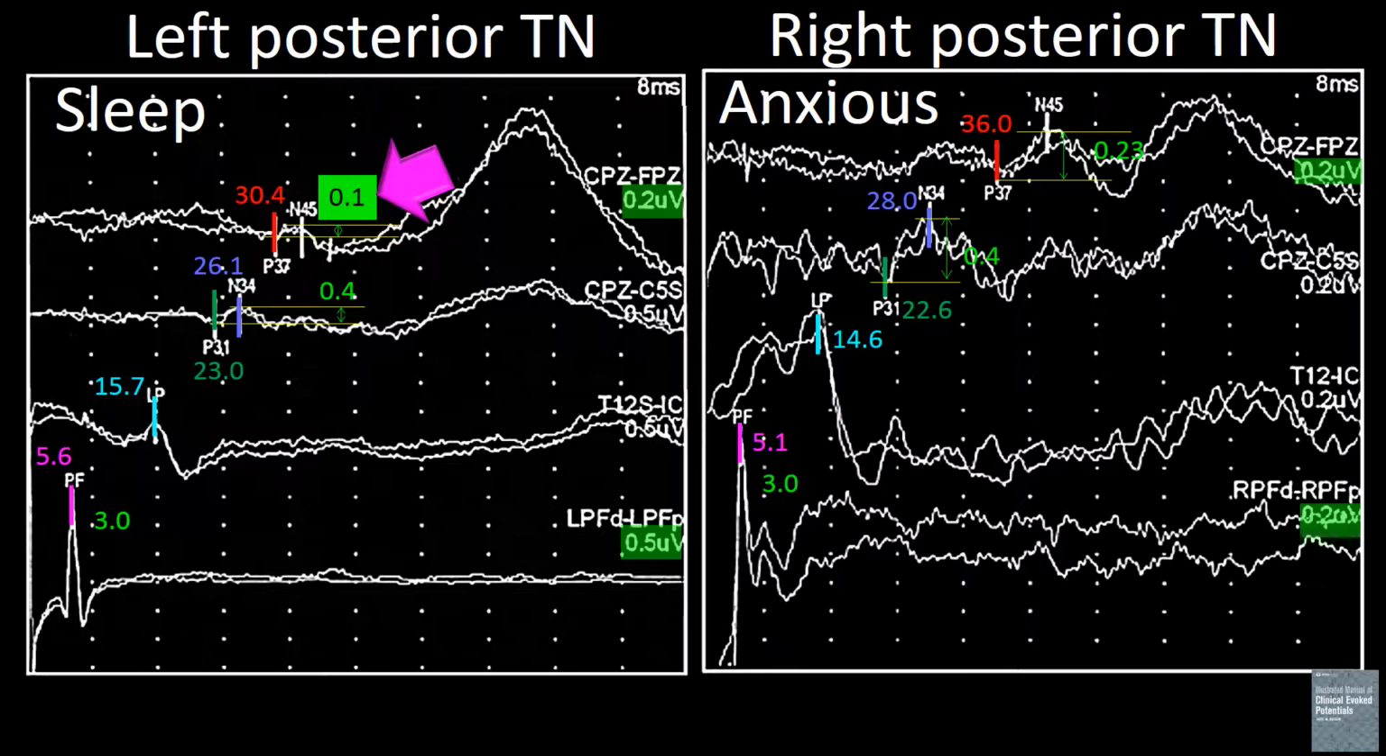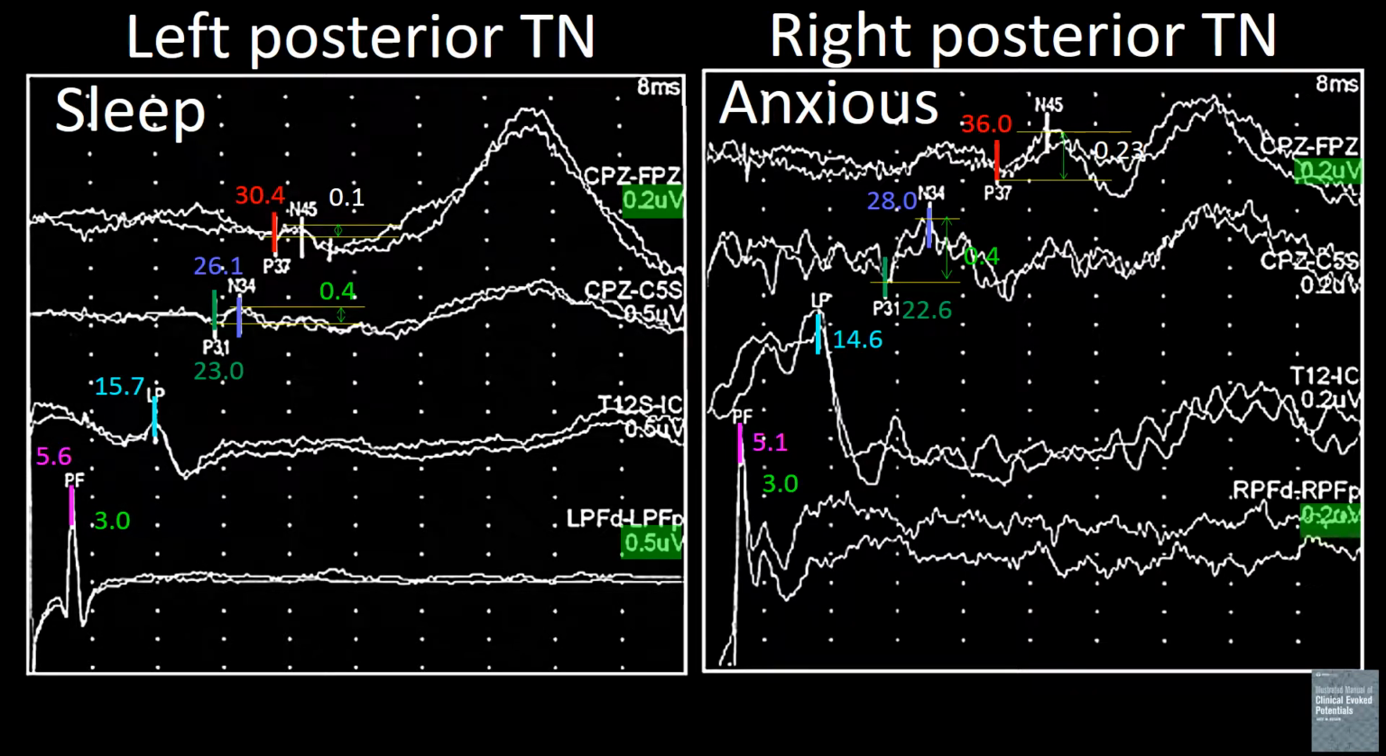The amplitude of the left P37 is 0.1 microvolts. The amplitude of the right posterior tibial nerve P37 is 0.23 microvolts. This is a significant asymmetry, which is over twice one from the other. It is also important to remember that although most authors do not use asymmetry as a criterion for abnormality, and they only use the absence, which is the absolute asymmetry, the degree of asymmetry present in this case raises the possibility of an abnormality.